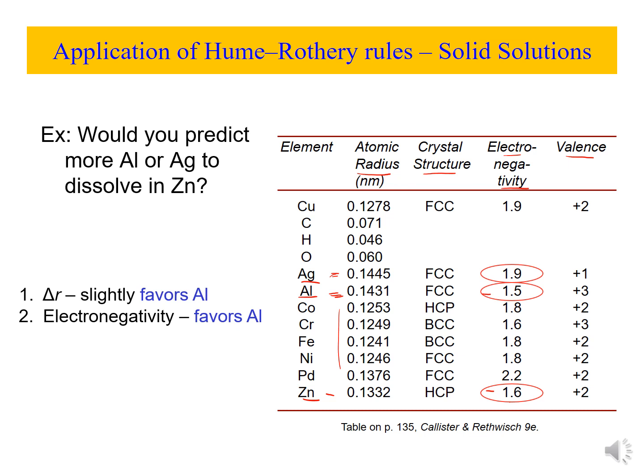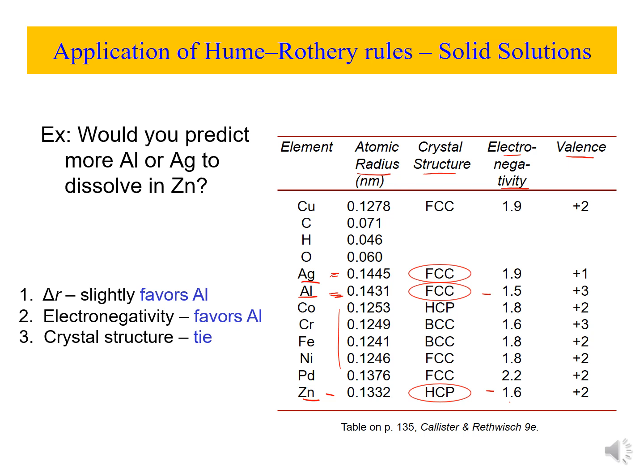And next factor will be crystal structures. So both aluminum and silver have FCC structures, whereas zinc has an HCP structure. So although they are slightly different, we know that both FCC and HCP structures are close packed structures. So now it's a tie.